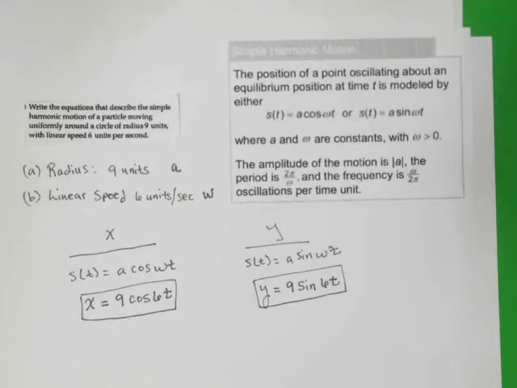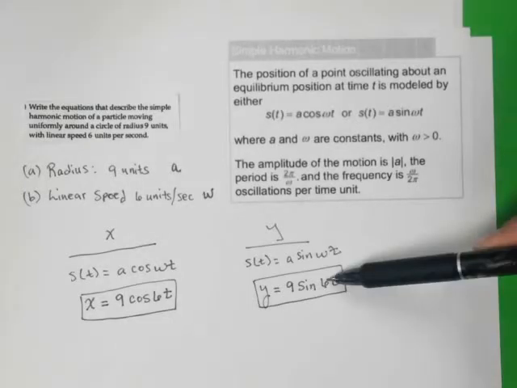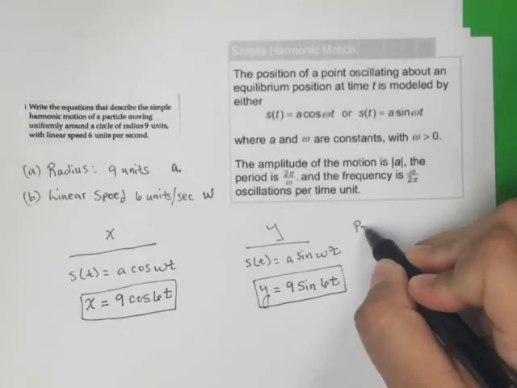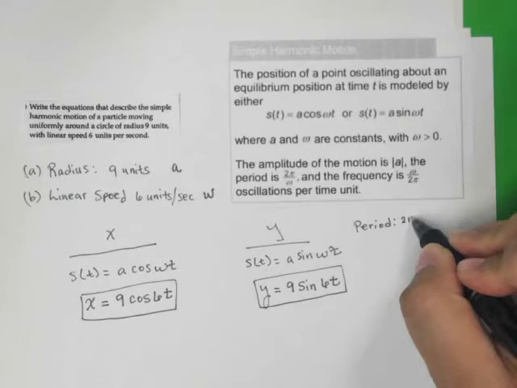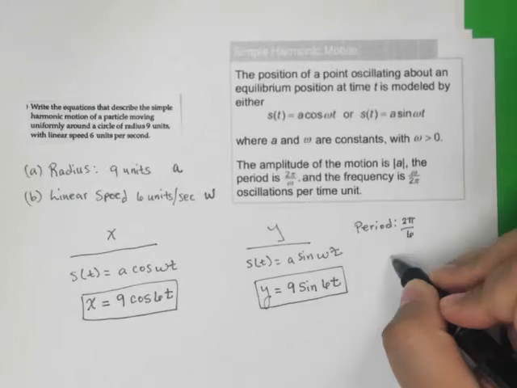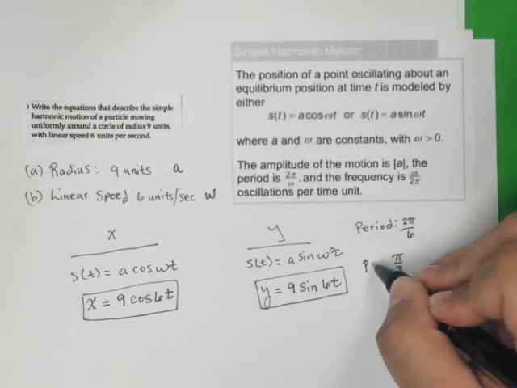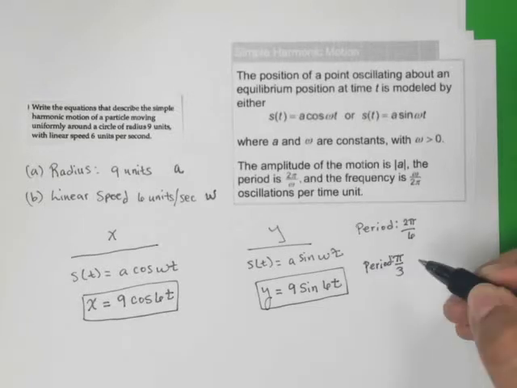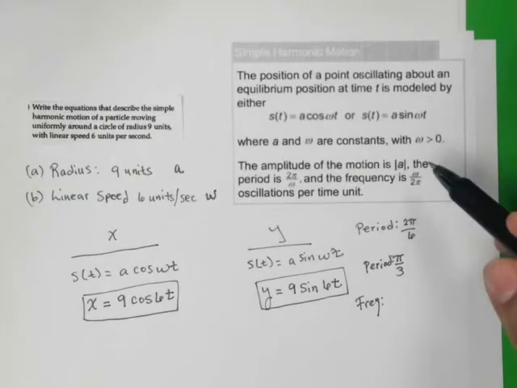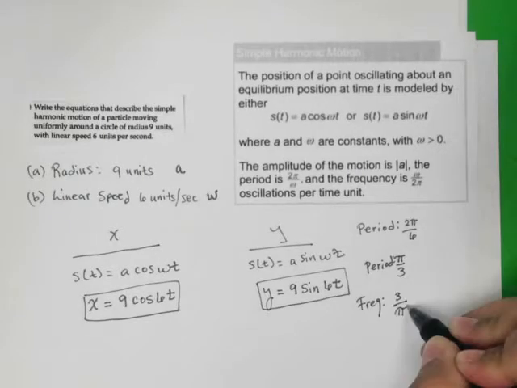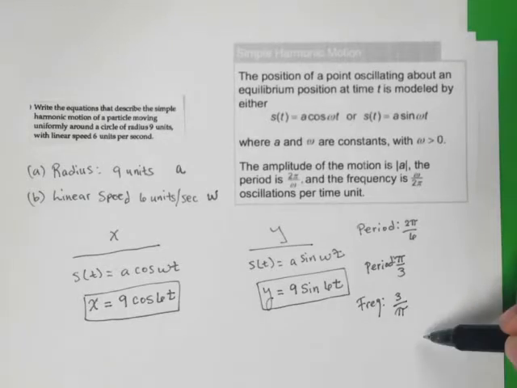So go ahead and look through these again. This right here, again, 2 pi over omega. In this case, if you think about the period, and I guess I could jot that down for you, the period would be 2 pi over 6. So 2 pi over 6 would be what? Pi over 3. So this is the period. And if you think about the frequency, well, the frequency is simply the reciprocal. So the frequency would then be 3 over pi. So this is how many oscillations it would actually complete.